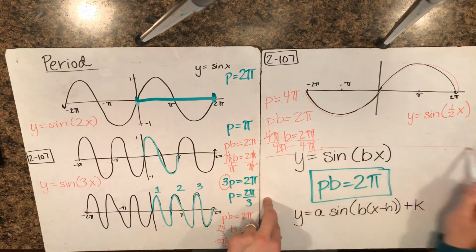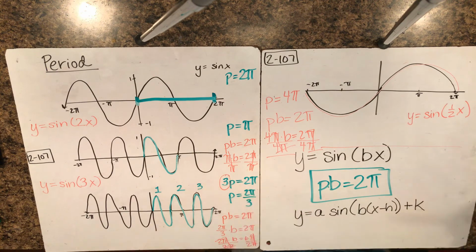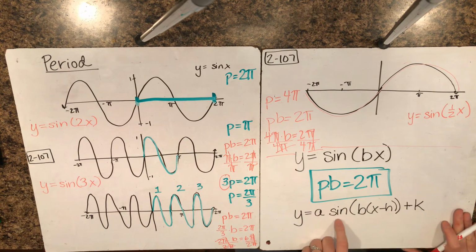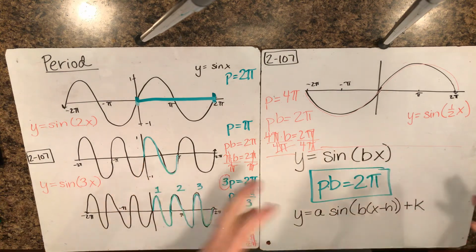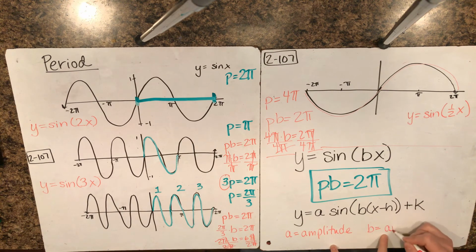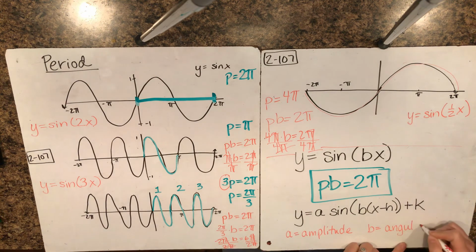Also in your notes, again, we've just talked about this, period times B equals 2 pi. Remember that this is our general form of the equation for sine. It works exactly the same if I were to put cosine here. It just has a different first 5 points. Remember, the A stands for amplitude. The B is actually called angular frequency. Let me make sure I'm getting that spelling right. Yep, angular frequency.